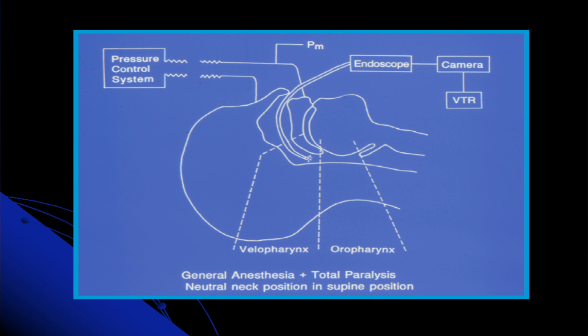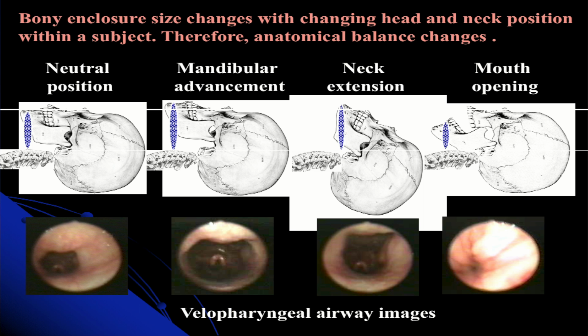So these next pictures are taken through an endoscope that's up the nose, down the back of the throat, and you're looking down into the airway. This was a study done by an anesthesiologist in Japan, and he put people in different positions just to see what the airway looks like. So the neutral position on the left there, you can see that it's open, small, but it's open.